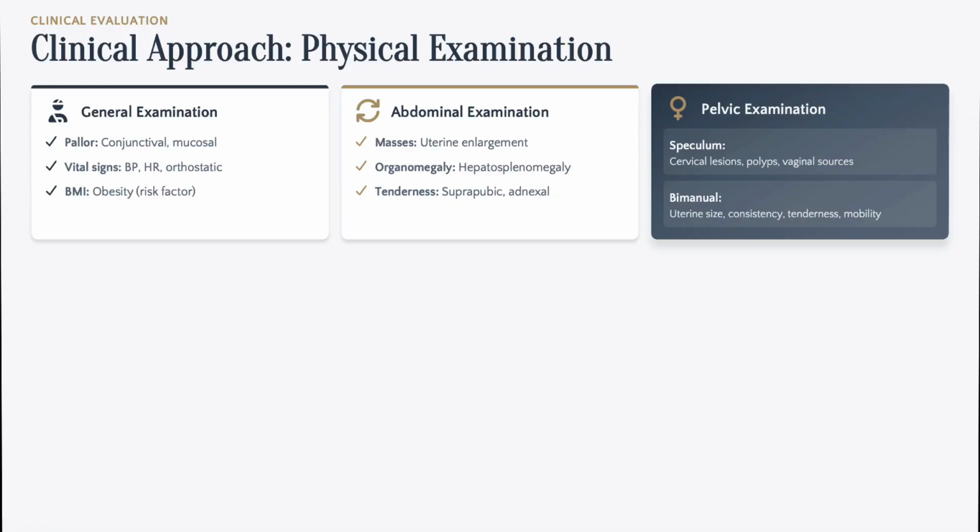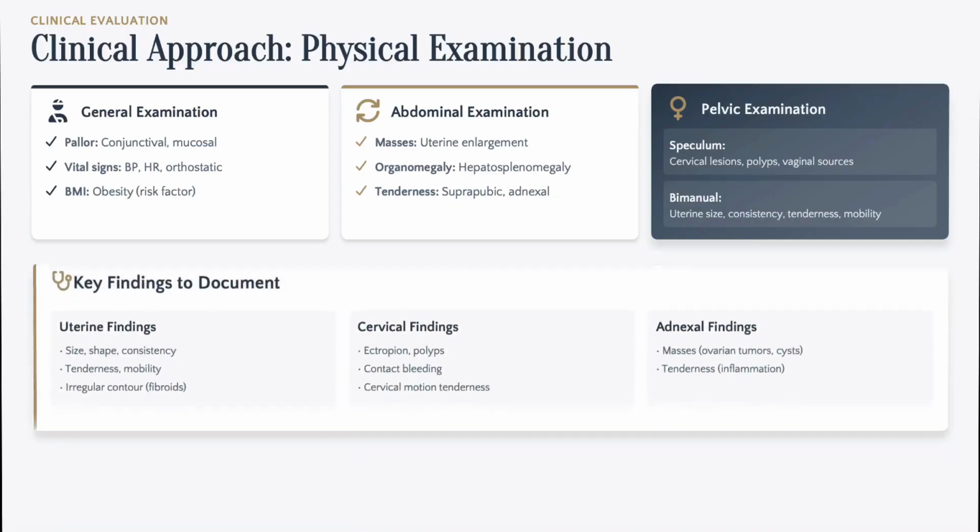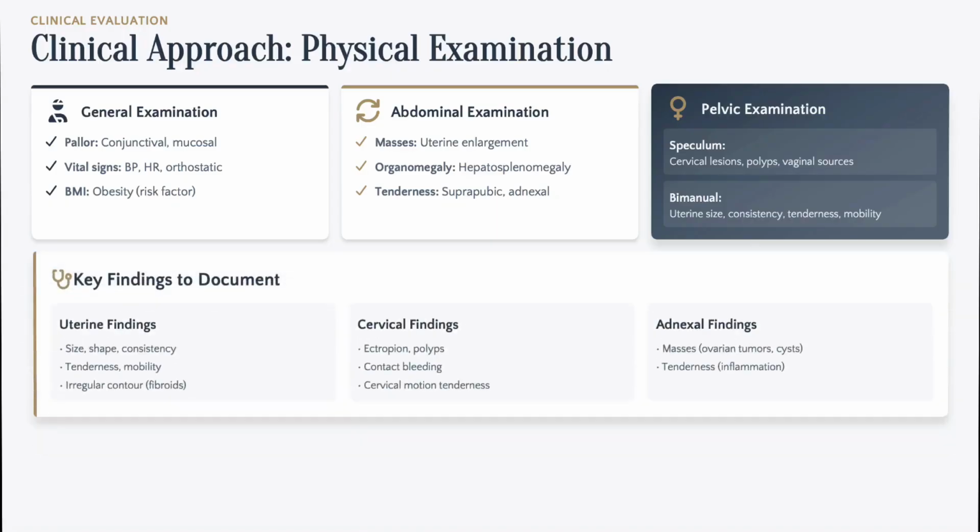Then you go for bimanual examination. You assess for uterine size, consistency, tenderness, and mobility. The key findings that you need to document are the size, shape, consistency, tenderness, mobility, and irregularity of the uterus. In the cervix findings, you need to write if there is any ectropion, polyps, contact bleeding, and cervical motion tenderness. And for adnexal findings, you need to write if there is any mass or not, and if there is any tenderness.